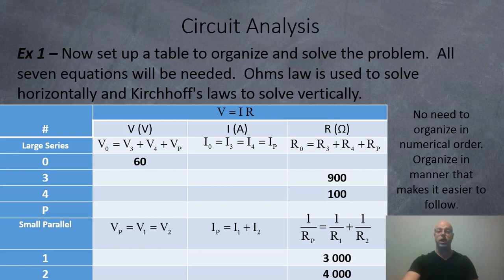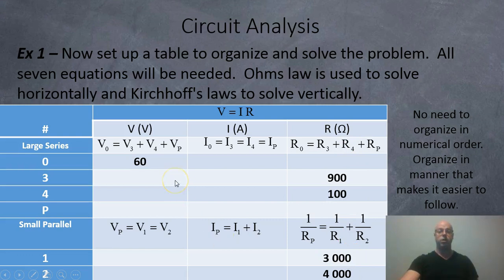Okay, so when you start off solving circuits, the best thing you can do until you get used to it is to organize your data in a table. So here we've got a table. We've got our numbers for our loads, 0, 3, 4, and P. These are all in series together. And then P also owns 1 and 2, which form a parallel circuit. Then we've got our volts, our current in amps, and our resistances in ohms.